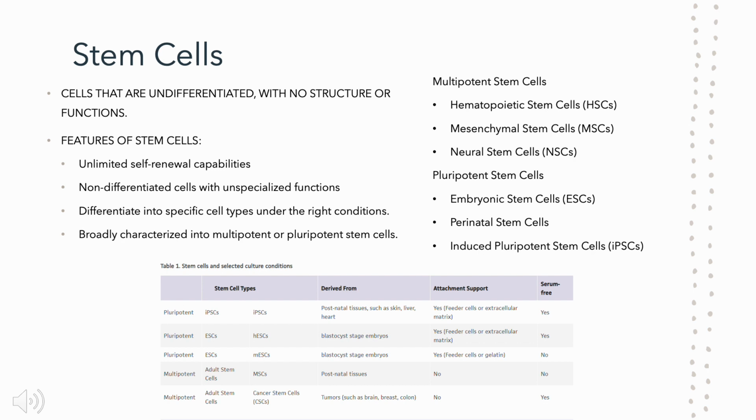Multipotent stem cells can self-renew or differentiate into specialized tissue-specific cell types. Below are some examples of those multipotent stem cells. Then, pluripotent stem cells can differentiate into any cell lineage. They are classified based on the tissue of origin, and there are also 3 types under this one. I have also added a table that looks at stem cells and the selected culture conditions for each.